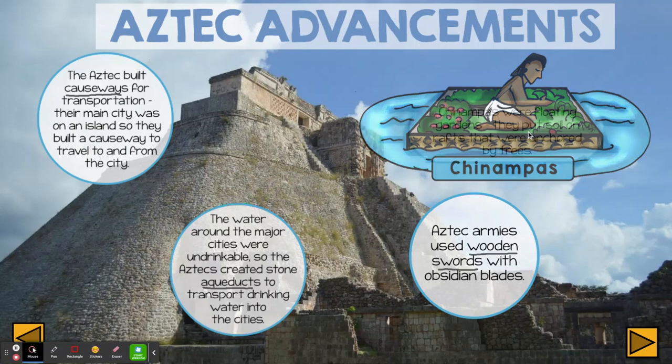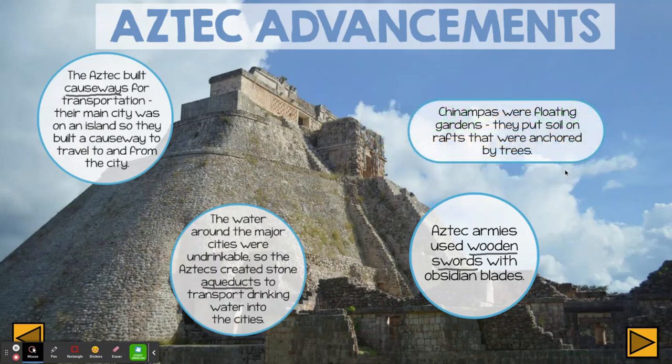And this one we've already talked about, the Chinampas. They were floating gardens. They put soil on the rafts that were anchored by trees. I'm not going to underline this one because we've already talked about it on the last slide. So all these things being advancements, these are all pieces of technology. So I'm going to pause the screen here, and I'd like you guys to please add these into your graphic organizer as well.